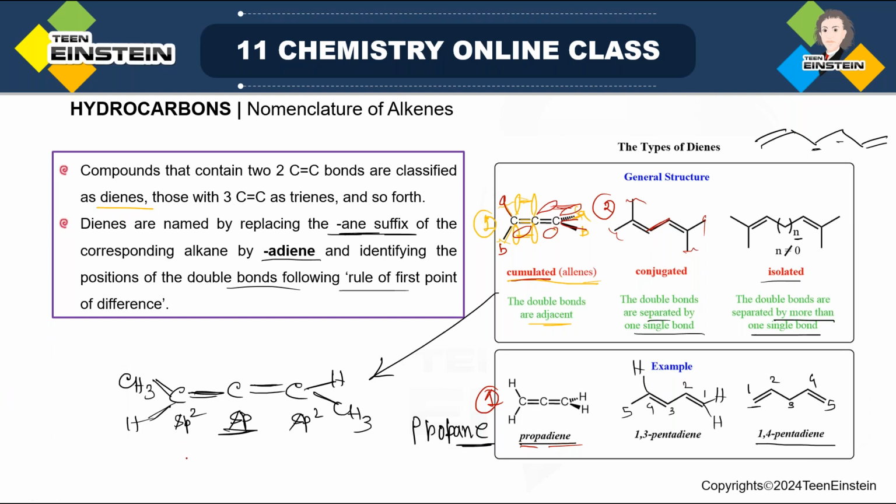So just take this example. What will be the name for this molecule? Let me start numbering. Here, this is a double bond. This is another double bond. 1, 2, 3, 4, 5. So it is a 5 carbon chain. The position of the double bonds, this is symmetric, is 2 and 3. So the name will be 2,3-pentadiene. Okay.